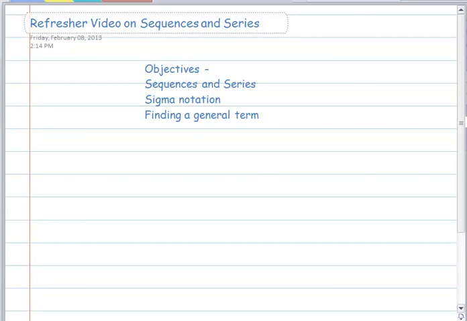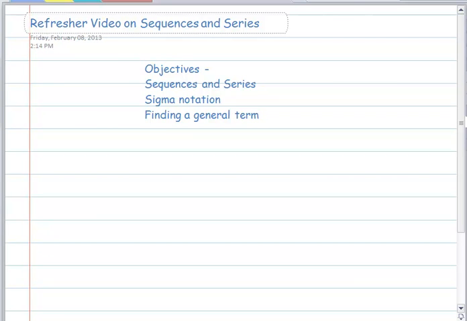Hello class, this is Mr. McAllen, and what I want to do today is go over what we did last week with our sequences and series that was in section 10.1. And the purpose of this is just to remind you of a few facts that we went over.